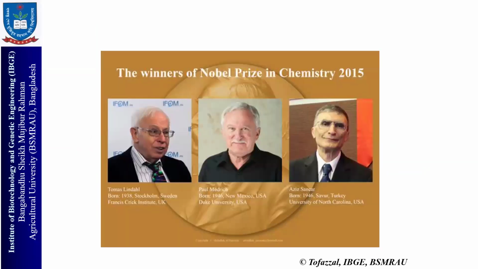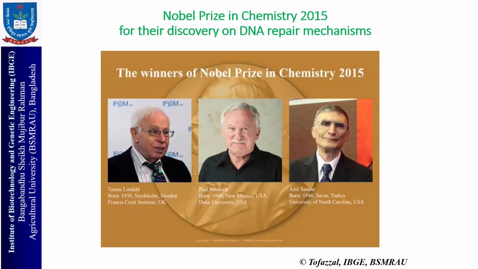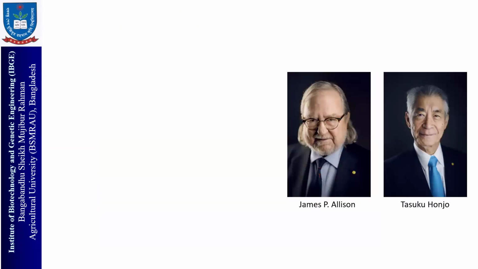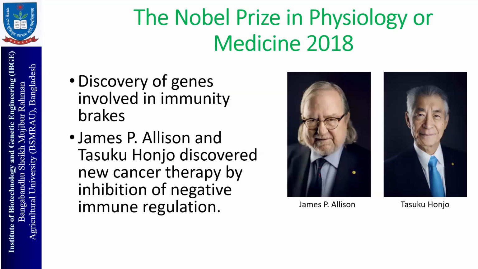Another very interesting discovery in chemistry was the DNA repair mechanism. People thought DNA was immune, but actually DNA can be assaulted by the environment. They found how DNA itself can repair, and this is very important for gene editing and other engineering. Other scientists received the Nobel Prize, for example James and Tasuku.